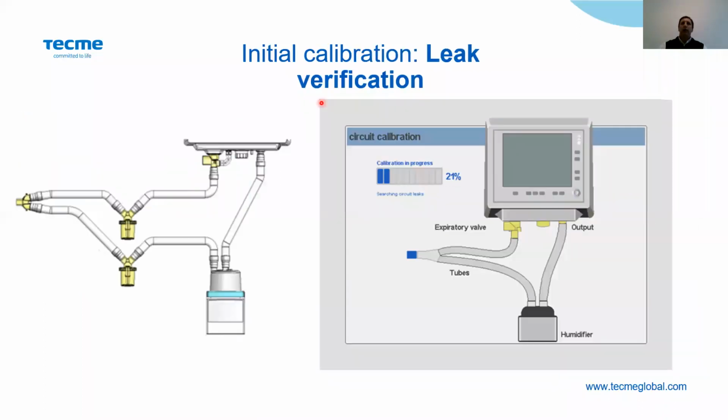Then the second stage of the calibration is the leak verification. The machine is going to check the tightness of the interface. It's going to check all the patient circuit. In this maneuver, the machine is going to introduce pressure in the system. That is why it is important to block properly the Y connector. And then it's going to check if there is any leakage.